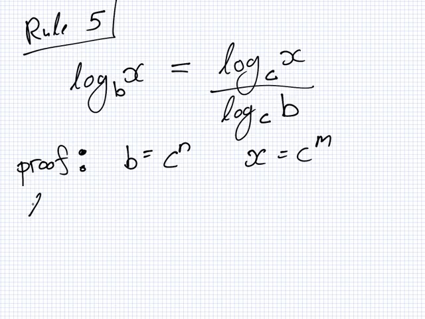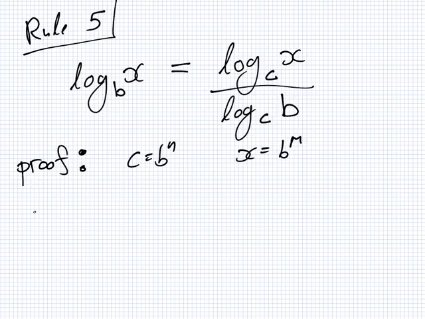So we have, and I don't see this working straight away. So I'll change it to c equals b^n and x equals b^m. Okay, let's see what I can get. Log base b of x is log base b of b^m.